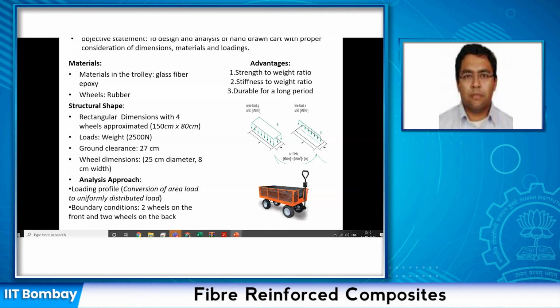Yes, sir. Sir, in this presentation, I'm going to describe the design and analysis of a hand-drawn cart with proper consideration of dimensions, materials, and loading. Initially, in the preliminary concept, we used wood as a material, but now we are using composites. The durability of composites is more as compared to wood.